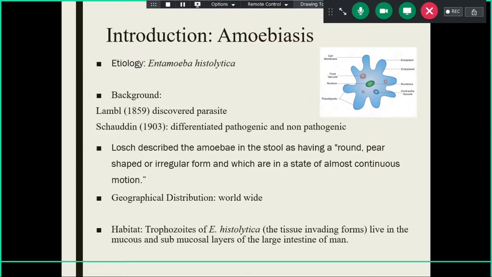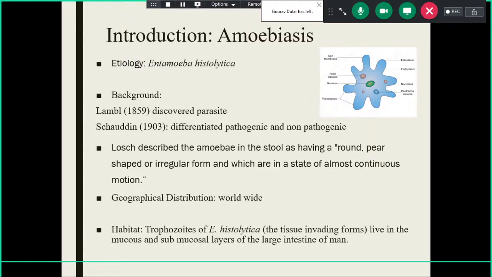between the pathogenic and non-pathogenic amoeba, followed by Losch, who described the amoeba in the stool as round, pear-shaped or irregular forms which are in a state of almost continuous motion. Okay. From your background knowledge of biology, you must know that to describe something as amoeba, we have a certain kind of motility. What is that motility? That is pseudopodial motility. What do you understand by pseudopodia? Pseudopodia is defined as a purposeful movement of the cytoplasm by projection.